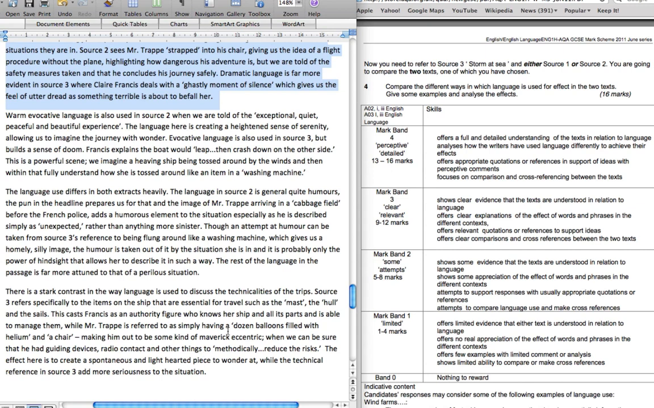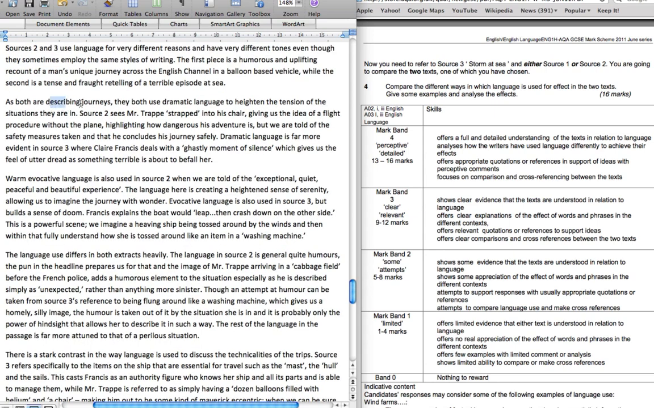When we can be sure that he has guiding devices, radio contact, the effect here is to create a spontaneous and light-hearted piece to wonder at, while the technical reference in source 3 adds more seriousness to the situation. So that's well summed up. It's the comparison. Let's have a look at it. So does it offer a full, detailed understanding of the text in relation to your language? Well, let's see. So here we've got the idea that we're both describing journeys, the idea that they're both dramatic.